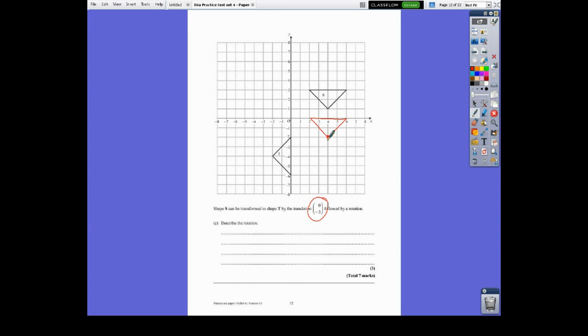From there, you can either use tracing paper or do it by eye, but the centre of rotation will be there, and it will be going 90 degrees clockwise. So describe the rotation. First, we would write rotation 90 degrees clockwise about 0, 0, or the origin.